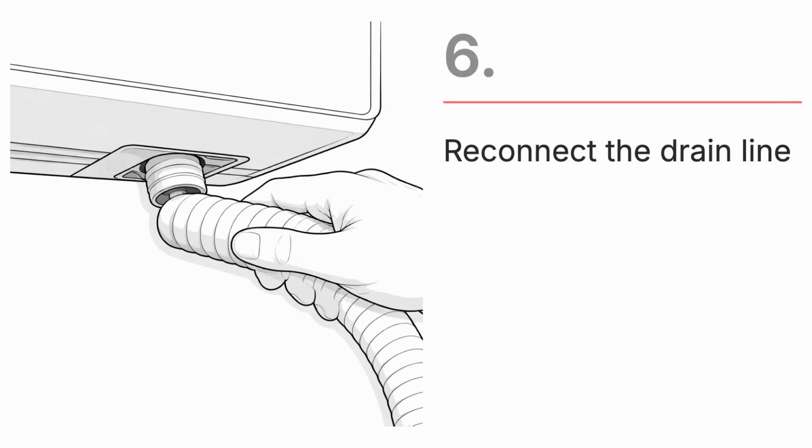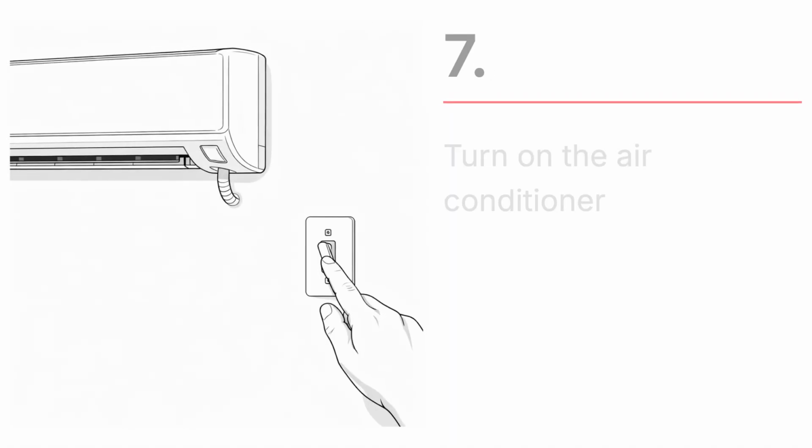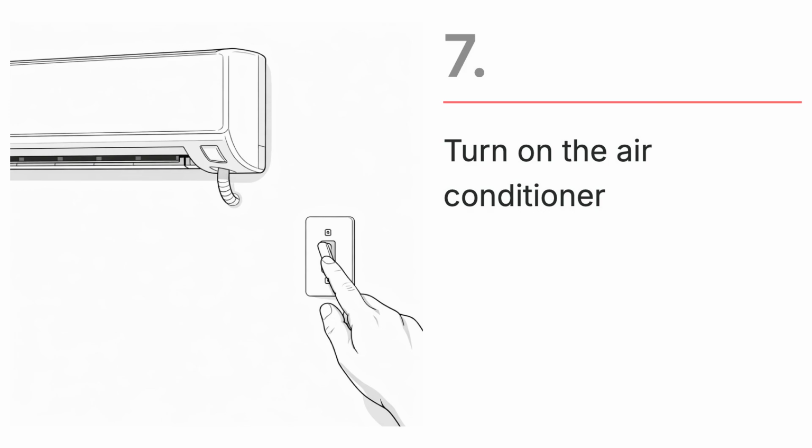Reconnect the drain line to the outlet beneath the unit to restore the condensate path. Finally, turn on the air conditioner at the wall switch to restore normal cooling operation.